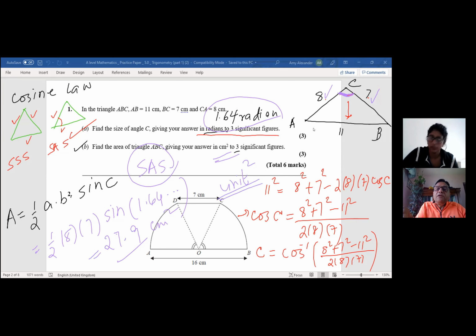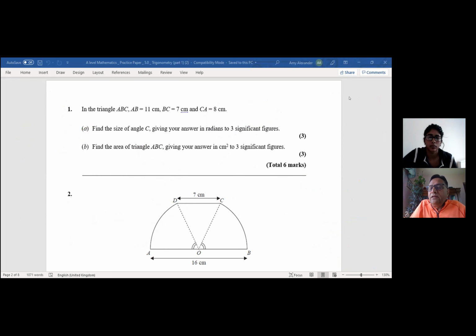So this is the revision of what is cosine law and how do we use it to find area of triangle, right? So we have done the first question. 6 more. Can you please go through question number 2 now? Yep. So, looks a bit more lengthy.